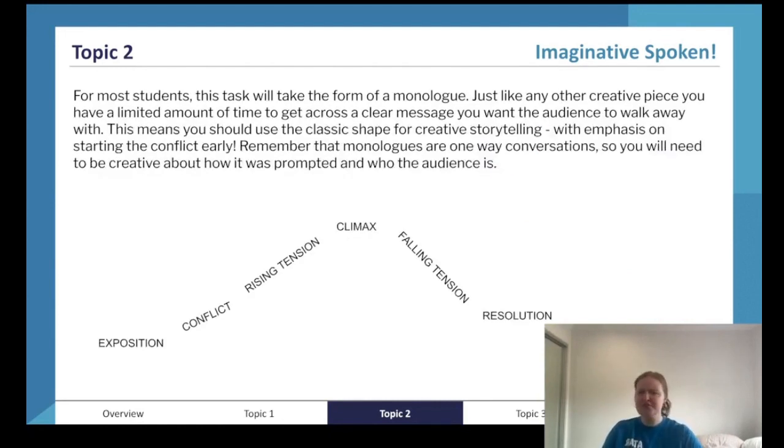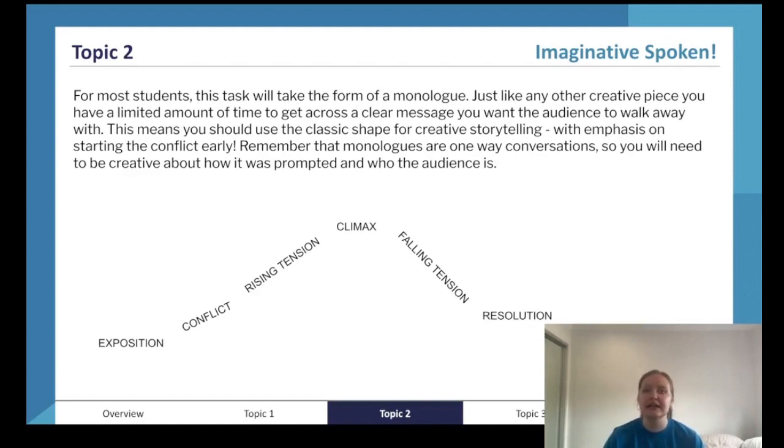All right. So for most students, this task is going to look like a monologue. It's going to look like a filmed monologue that might have extra auditory and visual effects within it. So you have a limited amount of time within this monologue. Often these tasks are somewhere between 6 to 9 minutes, and that isn't very long to get a really clear message to your audience while including all of the elements of a creative story. So I want you guys to be thinking about using the classic shape of creative storytelling. It's a pretty easy way to ensure that you're including all of the emotional tension elements that you need to be including in a story.